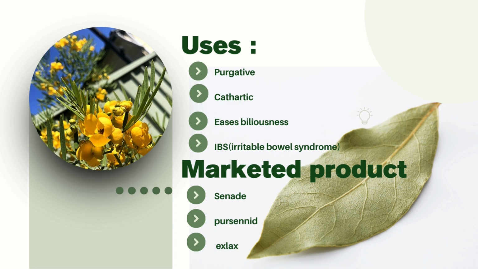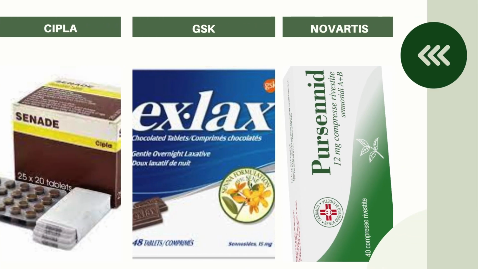Its dual action as both a gentle and effective remedy is why senna is found in a host of marketed products. Many international pharmaceutical brands like Senokot, Pursenid, and Exlax contain senna as their core active ingredient. These products, available in various formulations, attest to senna's enduring value and regular use as a trusted household remedy.